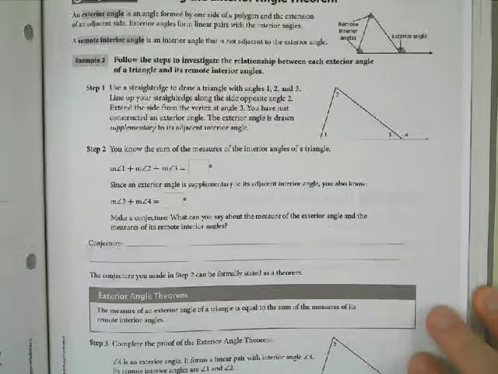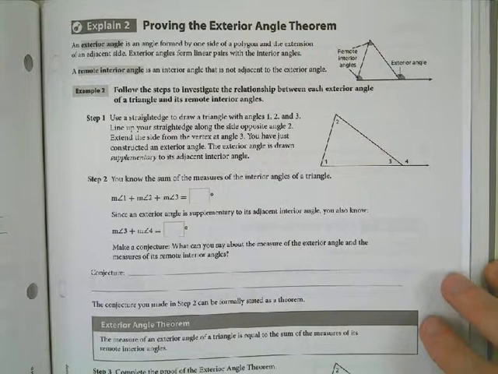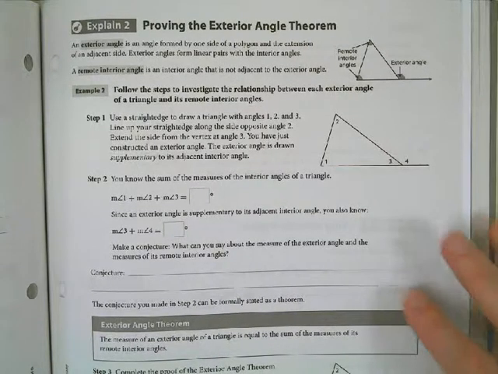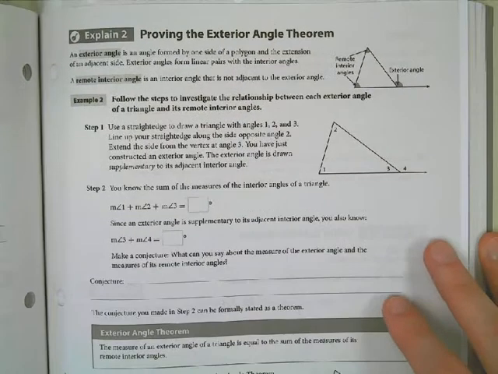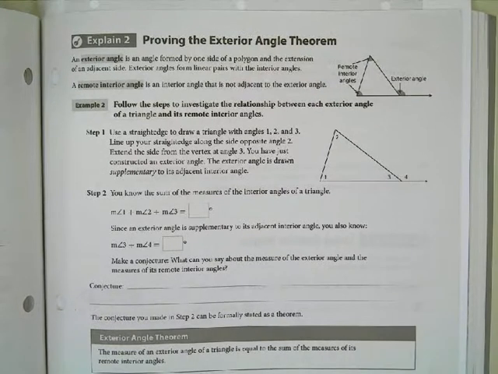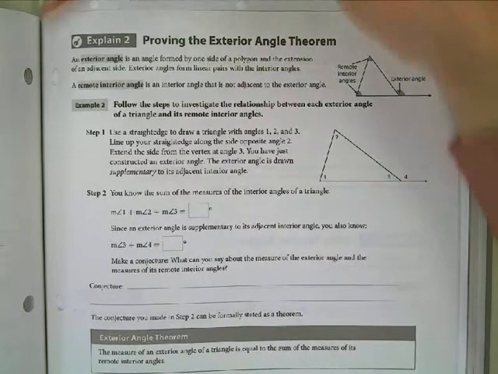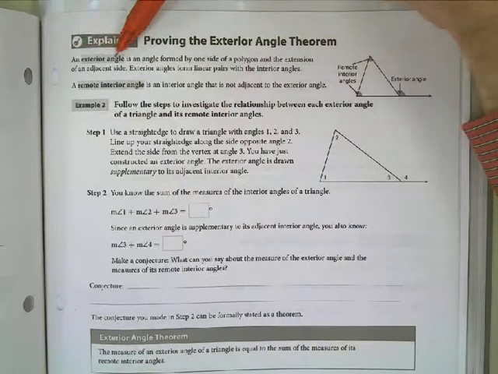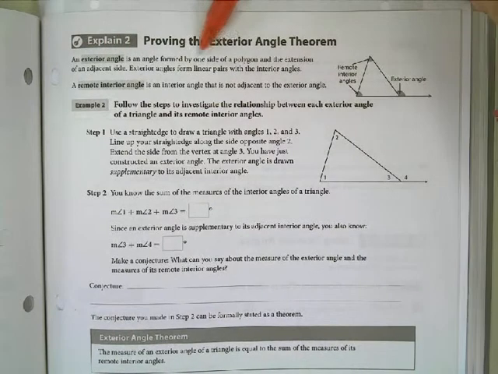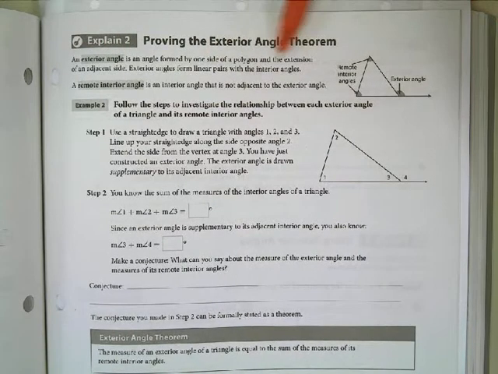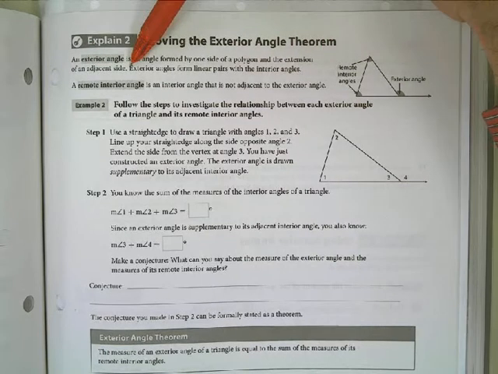Still sticking with triangles for right now. That section will be continued later. We just talked about interior angles, and all the interior angles of a triangle add up to, sorry, 180 degrees. Now we're going to look at exterior angles. An exterior angle is an angle formed by one side of a polygon and the extension of an adjacent side. Let me pause right there, because that's a lot of words.